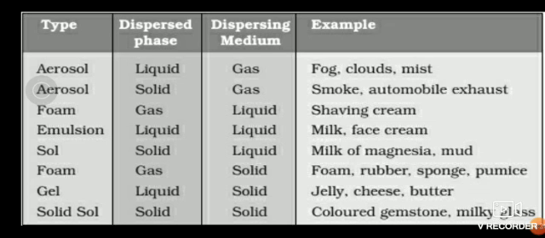gas. It means when liquid is dispersed in gas, the type of colloidal solution formed is aerosol, and the examples are fog, cloud and mist. Similarly, the best example I can give you here is milk, in which the dispersed phase and the dispersing medium are both liquids. The type of colloidal solution formed here is emulsion. It means liquid is dispersed in liquid, and milk is an example of emulsion.